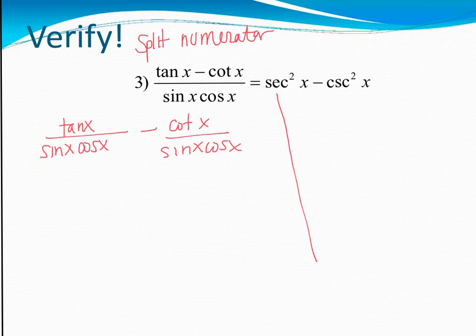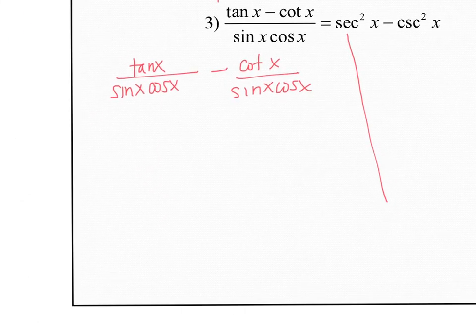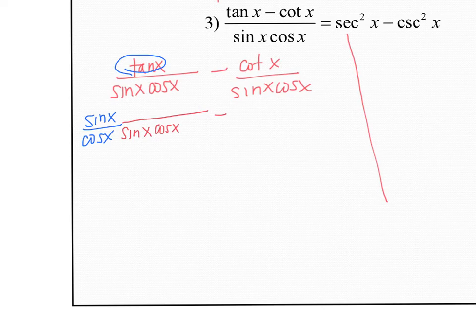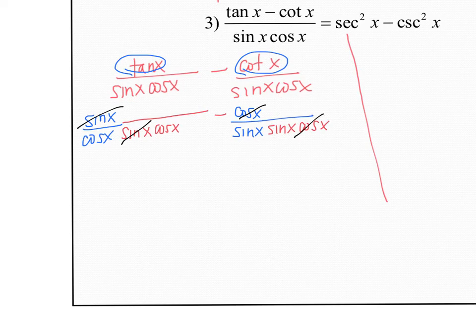At this point, we are going to think about how we can represent tangent and cotangent in terms of sine and cosine. So I know that my tangent is equal to sine over cosine, so I can write this as sine of x over cosine of x, and then continue that with the sine of x cosine of x that were already written in the denominator. Then I know that cotangent can be written as cosine of x over sine of x, and then again continue with the sine of x cosine of x that were already in my denominator. At this point, I can see how my sine of x's cancel and my cosine of x's cancel, and I'm left with 1 over cosine squared x minus 1 over sine squared x.